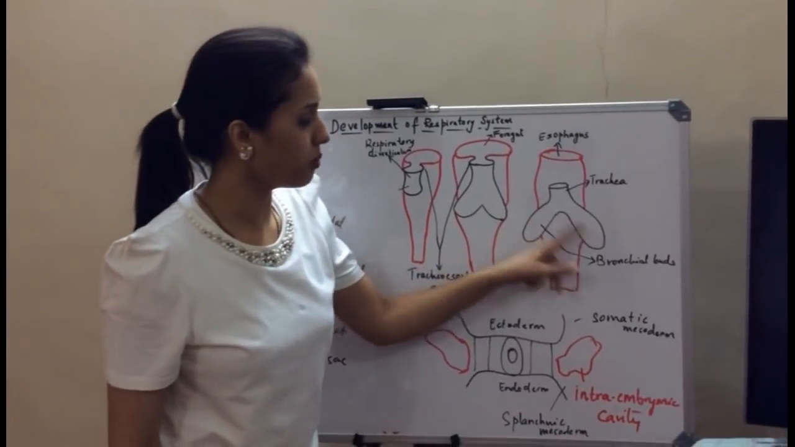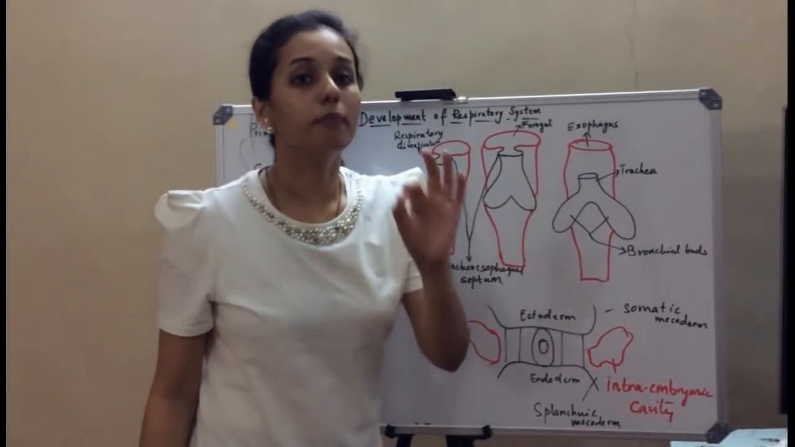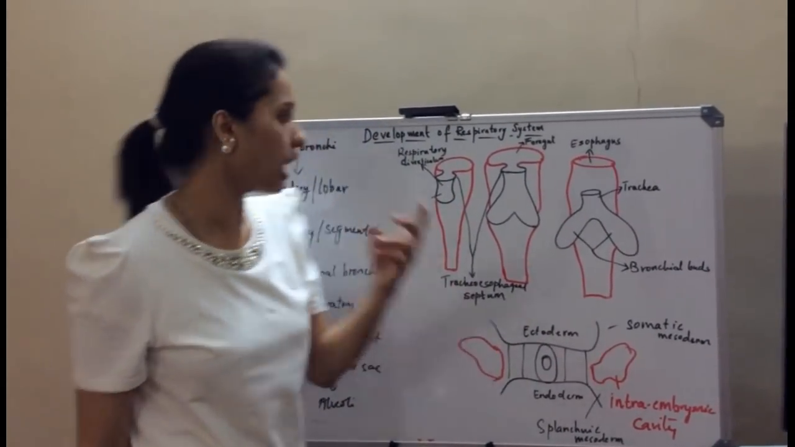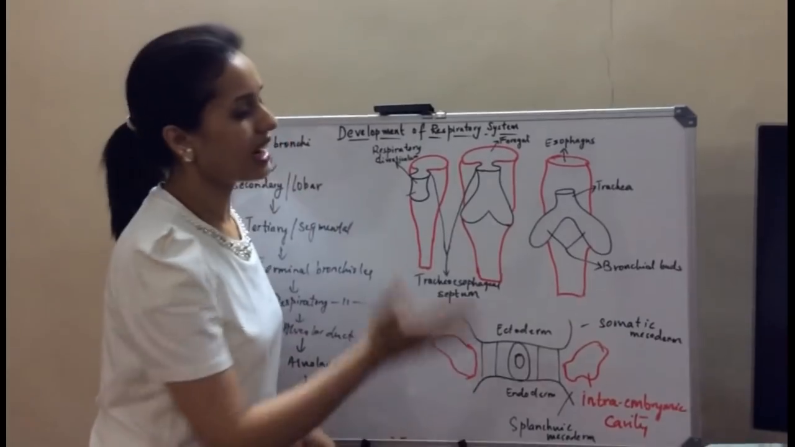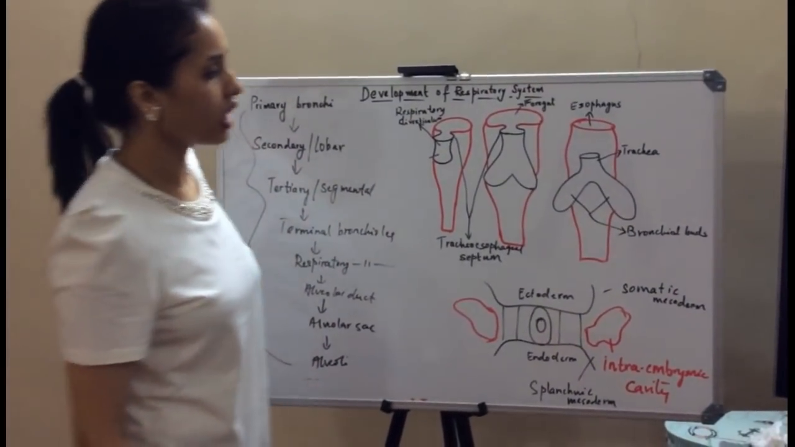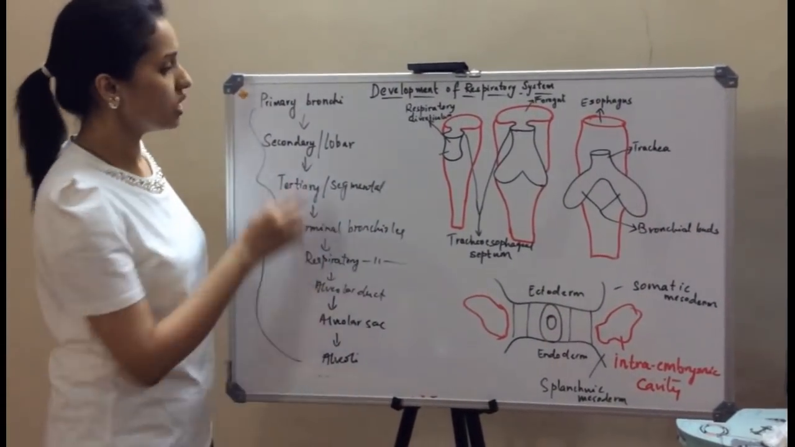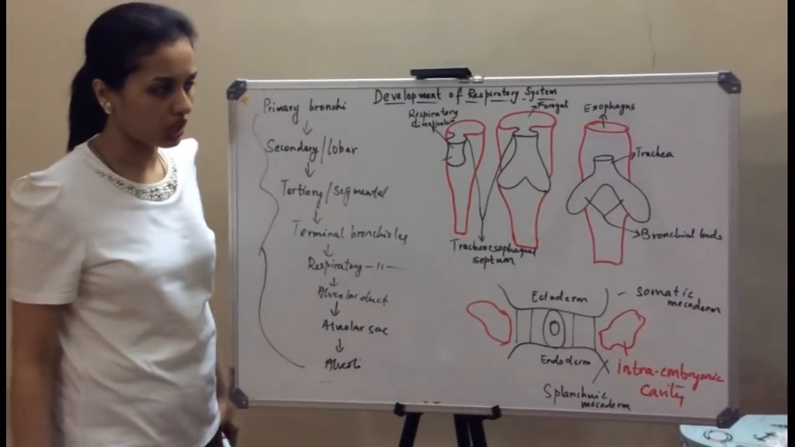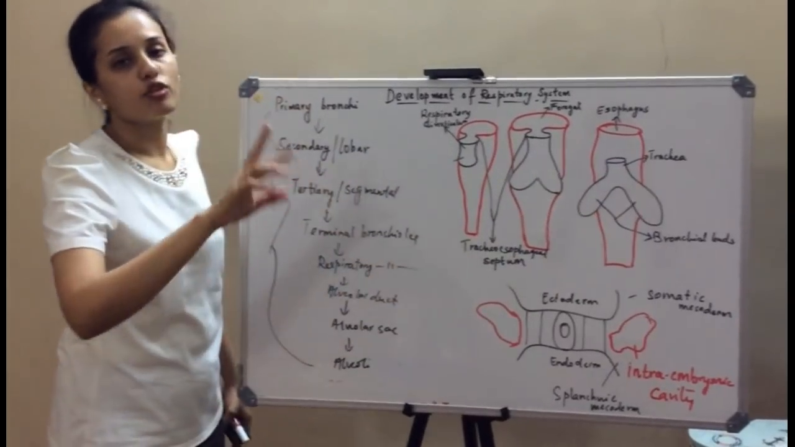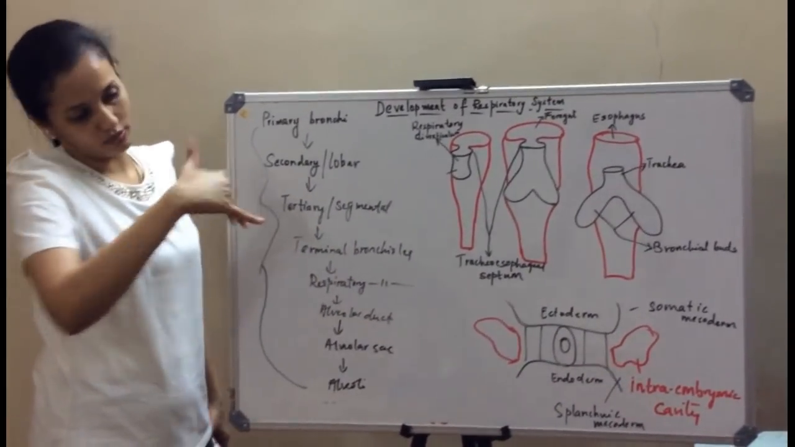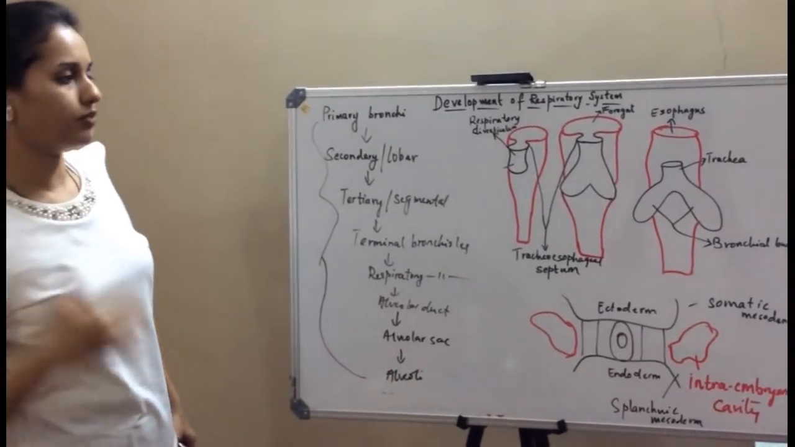These bronchial buds undergo further development to form the main bronchi, or the principal bronchi, or the primary bronchi. So they form the two bronchi, the right and left main bronchi. This right and left bronchi again divide into secondary or lobar bronchi. The right bronchus will form three secondary and the left side forms two secondary, foreshadowing the three lobes on the right side and two lobes on the left side of the lungs.